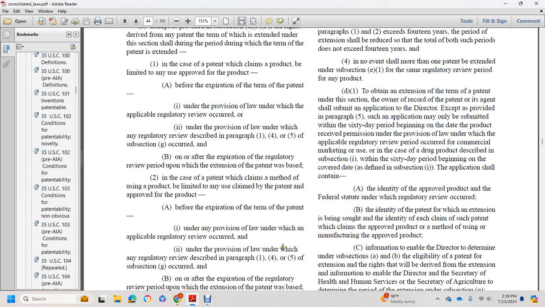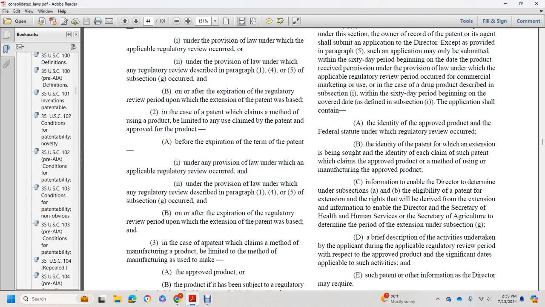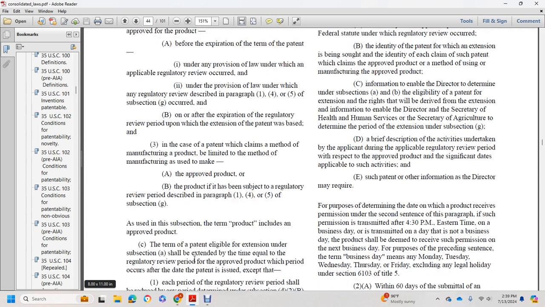2, the provision of law under which regulatory review is described in paragraph 1, 4, or 5 of the subsection G occurred. B, on or after the expiration of the regulatory review period for the extension of the period was reviewed, in the case of the patent that claimed the method of manufacturing the product, with the limited method the manufacturer used to improve the product. For the B, the product has been subject to the regulatory review period described in paragraph 1, 4, or 5.